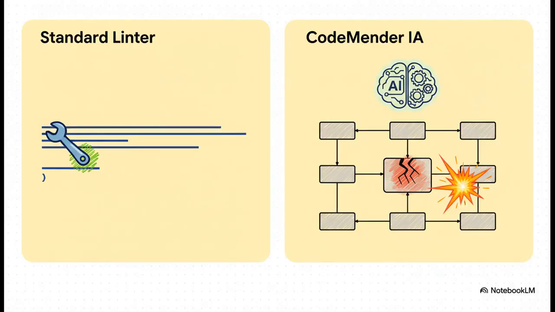Your linter? It's great. It'll spot a typo from a mile away, but it has absolutely no clue if that perfectly written function you just created is actually an architectural time bomb waiting to go off. CodeMender AI is playing a different game entirely. It's trying to predict why you'll fail at scale.